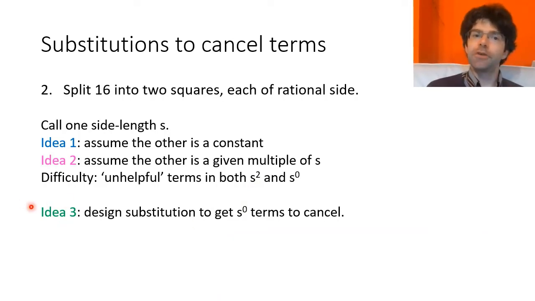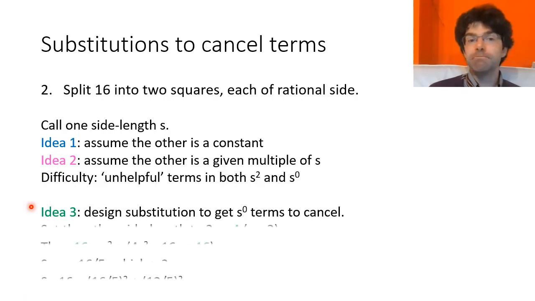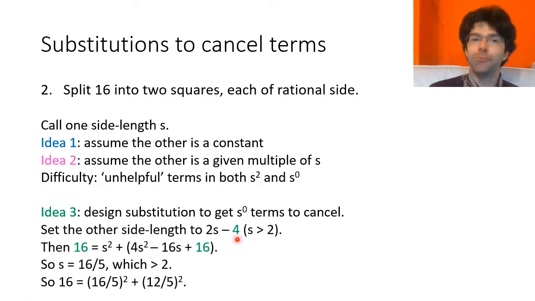So if the other unknown, for example, is 2s minus 4, or it could be 4 minus 2s equally, depending on where s is, we're going to get 5s squared minus 16s plus 16 equals 16. So then we can cancel the 16s, and we get 5s squared is 16s. It's in helpful form. We can just read off the solution of s equals 16 over 5. And we calculate 2s minus 4. It turns out to be both distinct from s and positive. So we've got a solution.